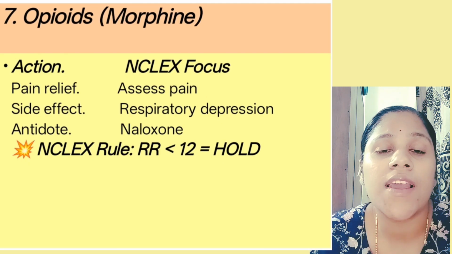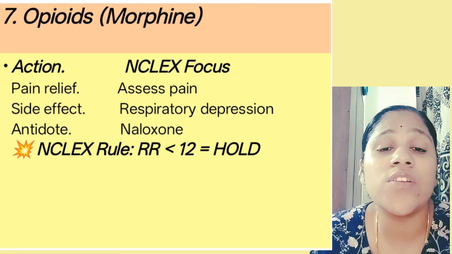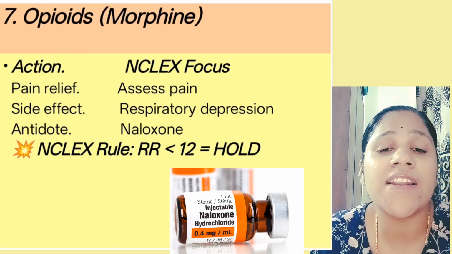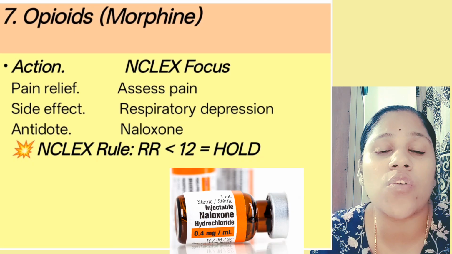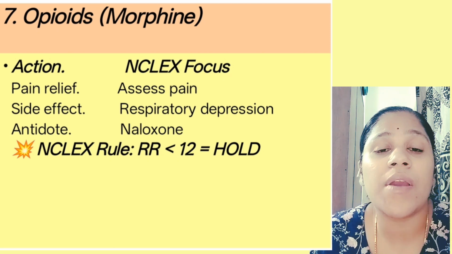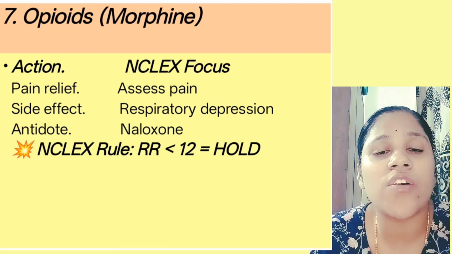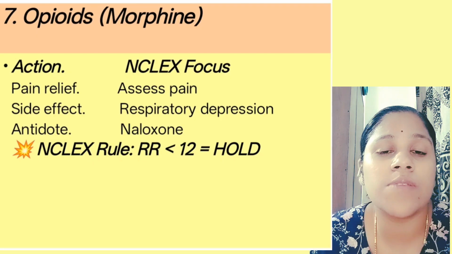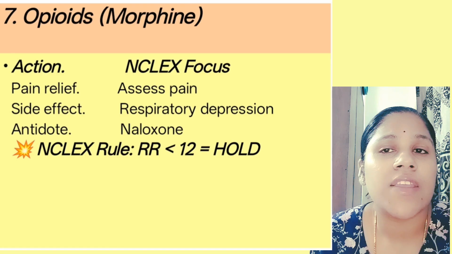of opioids. Next important thing is the antidote. We need to always remember a particular antidote, that is naloxone. We need to keep it ready if the patient is having any signs of overuse. The NCLEX rule is if the patient has a respiratory rate of less than 12 breaths per minute, please withhold this drug because it might worsen the respiratory condition of the patient.